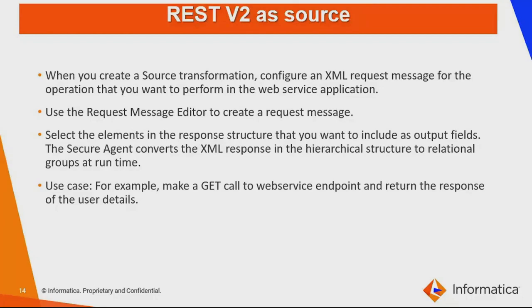Use the request message editor to create a request message. You have an option where a template for the request message would be provided based on the information present in the Swagger file. So you can copy paste that to the request message editor, and you can add in the value. You can customize the request as per your requirement. Once this is done, you select the elements in the response structure that you want to include as output fields.